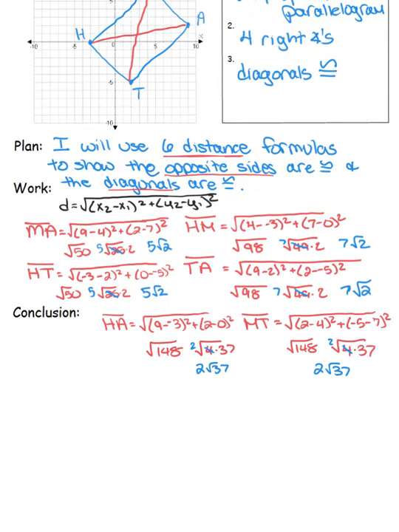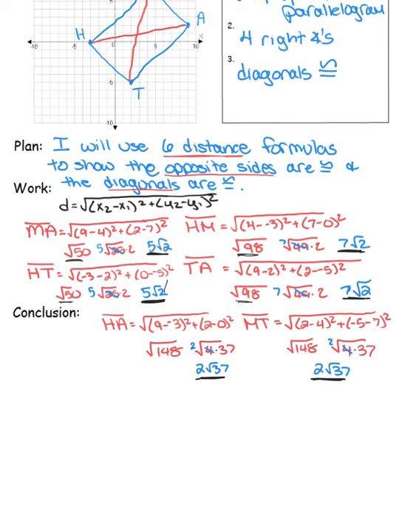Okay, so I just finished all the work, and if we look at what my work showed, side MA is 5 radical 2, and so is HT. So these two opposite sides are equal. Now, if I look at my HM and my TA, those opposite sides are also equal. Then if I look at the work for my diagonals, and again, I simplified all my radicals. You don't necessarily have to. You could have left them without simplifying them. So now my work shows that the opposite sides are congruent and the diagonals are congruent.